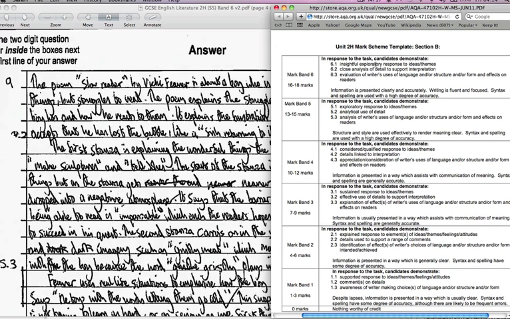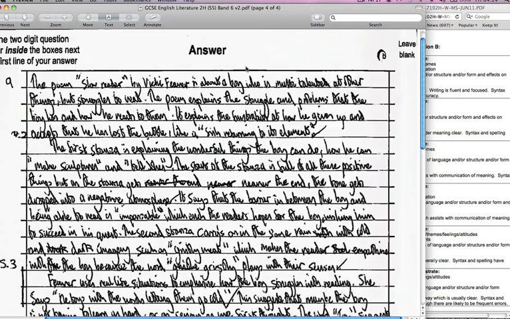We're looking for something insightful and exploratory for top marks. We're looking for close analysis with detail to support, and we're looking for evaluation of the writer's use of language and/or structure and/or form and the effects. So the most important thing there is the effects, and it can be one or more of these. One or more of these is going to get the job done.